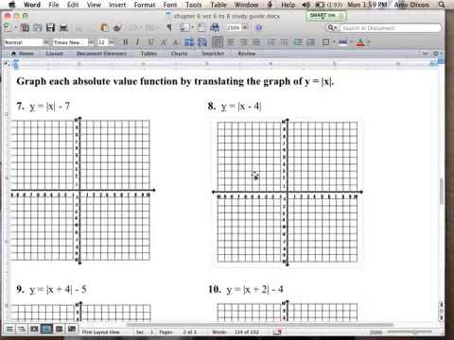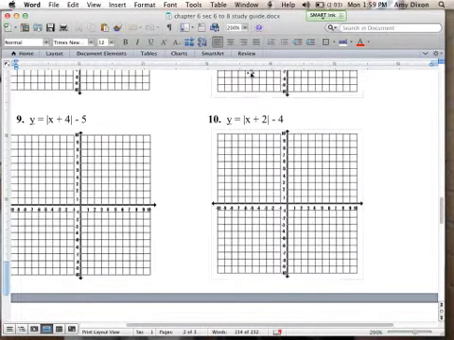All right, let's look at the next ones. Here we have a couple of shifts going on. We have x plus 4 minus 5. So this means we do two things. The first thing tells us we go left 4. The second thing tells us we go down 5. So we're going to go left 4, down 5, and start our V. From there, we have a slope of 1 on the right, slope of -1 on the left.